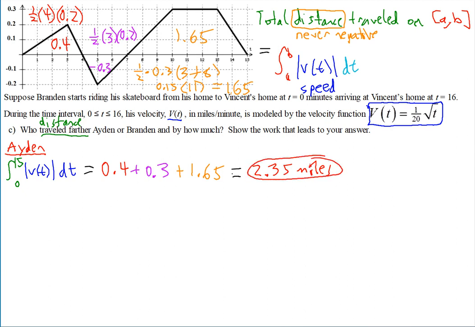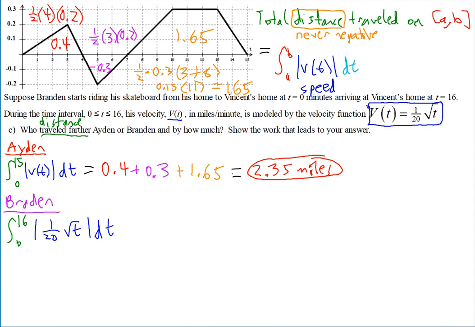Now, for Brandon, instead of the graph, we're given the equation. So notice for Brandon, it says his interval was from 0 to 16. He arrived at time 16, so instead of 0 to 15, it'd be 0 to 16. And then we just would have to integrate this. Absolute value of 1/20 square root of t dt.